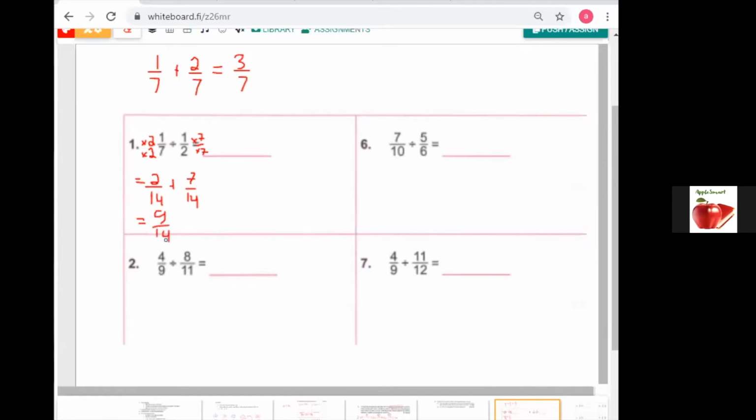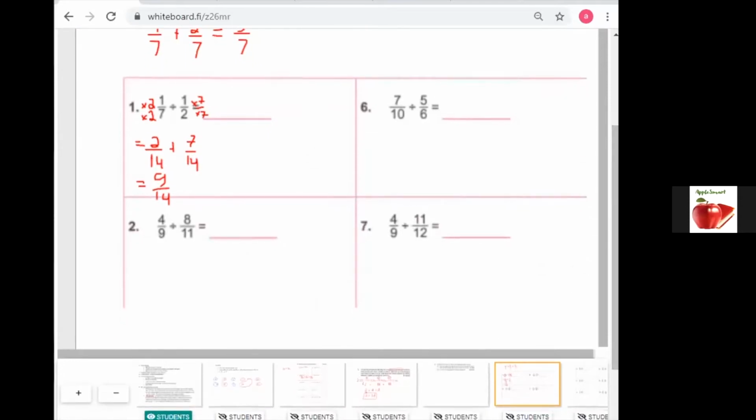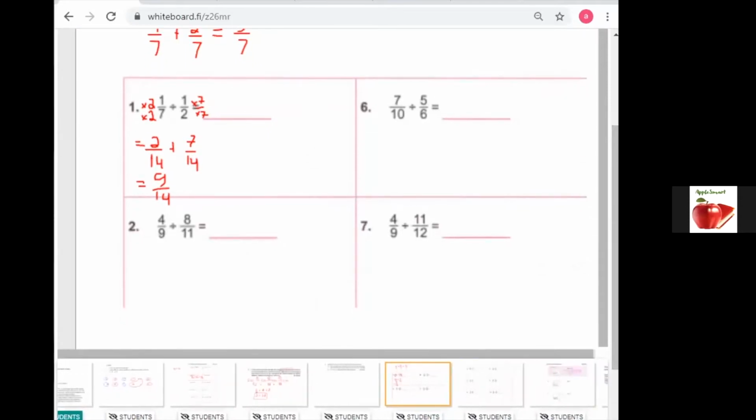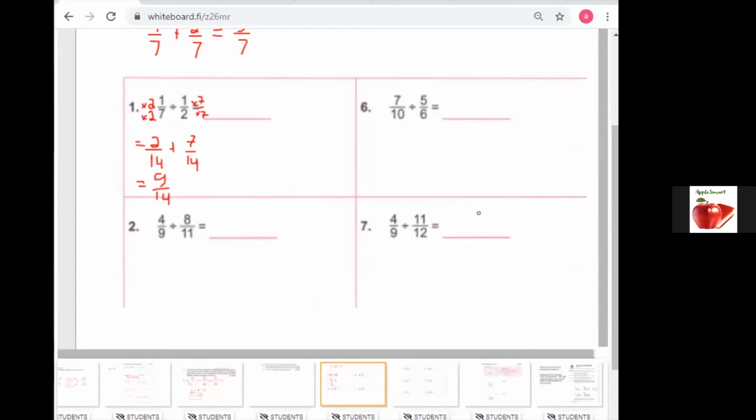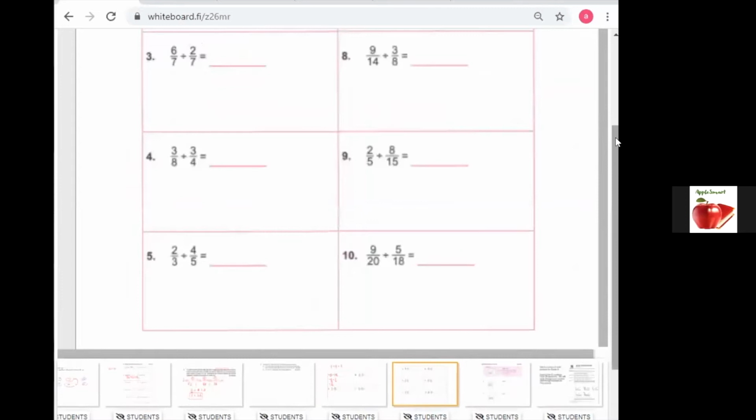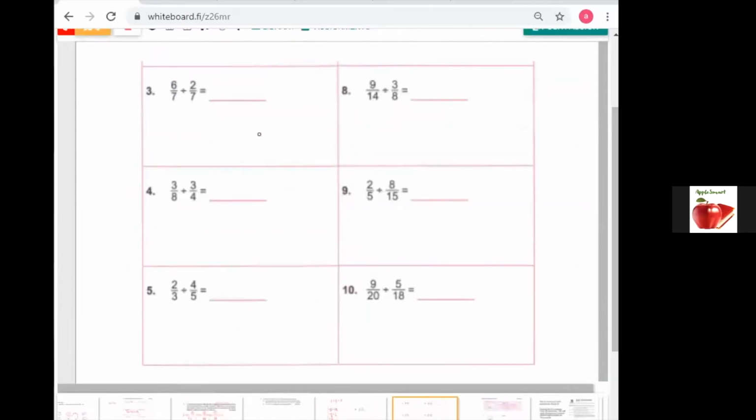All right, so I would do that question, and I'm going to look for one that is a little bit easier for the next one. Let's see. Those are a little hard. Okay. Let's go for this page. More of the fractions. So that first one, number 3, can we add that one as they are? Can we add 6 over 7 plus 2 over 7? Yes, we can. Why? Because they have like denominators. So the answer is 8 over 7.